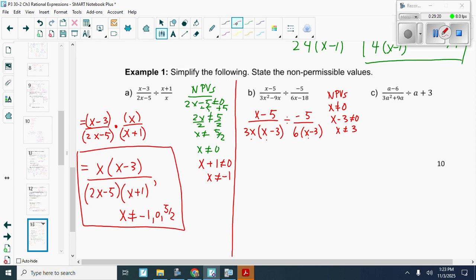Once I've factored and stated my NPVs, now I'm ready to kiss and flip. So x minus 5, 3x, x minus 3 times the reciprocal all over negative 5. Did this introduce any new NPVs? There's now a -5 on the bottom. Do we have a problem with a -5 on the bottom? No, only if there's a variable. So this question did not introduce any new NPVs.